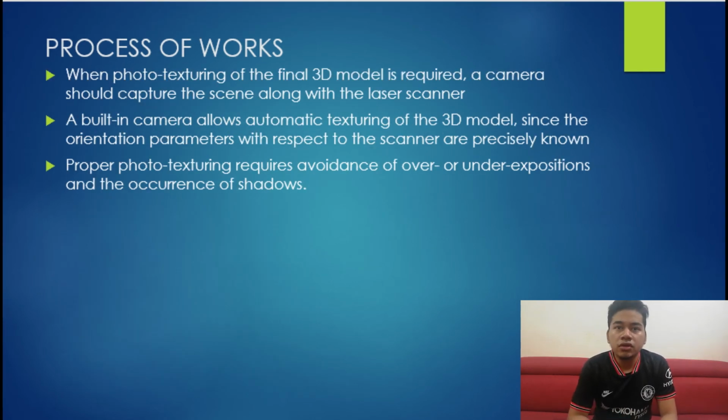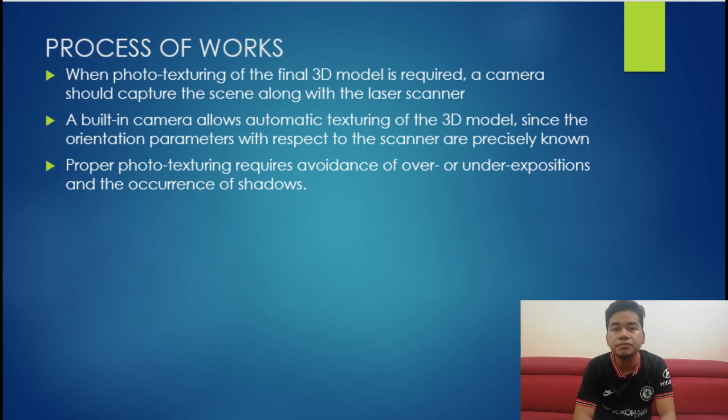When photo texturing of the final 3D model is required, a camera should capture the scene along with the laser scanner. A built-in camera allows automatic texturing of the 3D model, since the orientation parameters with respect to the scanner are precisely known. However, when the camera is external, each image has to be linked to the corresponding point cloud using manually selected tie points. Proper photo texturing requires avoidance of over- or under-exposure and occurrence of shadows. The radiometric characteristics of the images should also be carefully balanced, and their spatial resolution better than the scanning interval of the laser scanner.